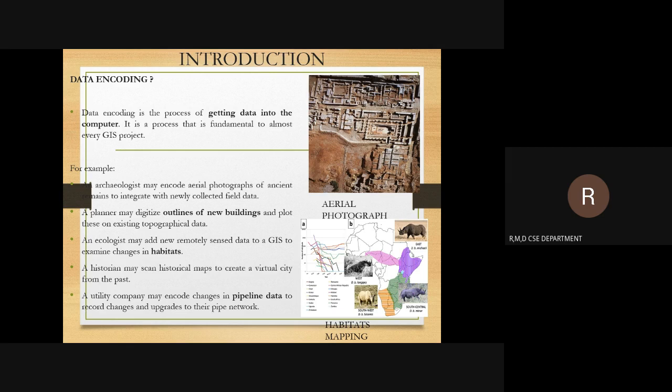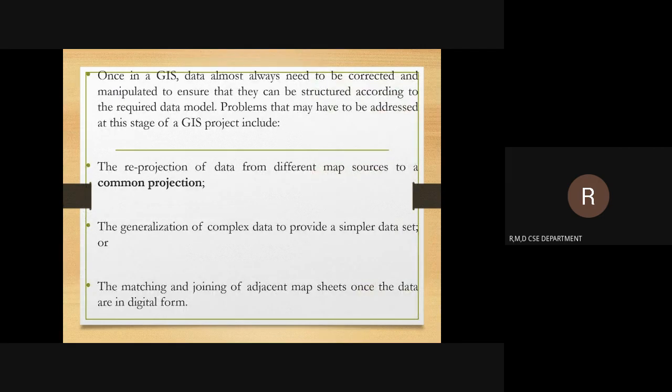Or if you want to give an outline for new buildings and plot this on an existing topographic area, that is also data encoding. Or if you sense the data and see where it changes the habitats, that is also. So we can keep talking about the various types of data; how the data is encoded in the form of digitalized data is what we call digital data.